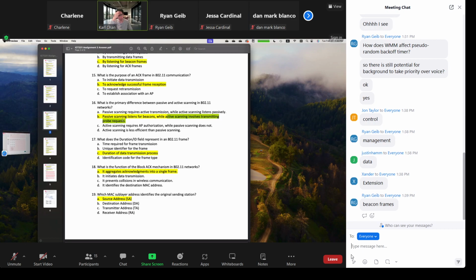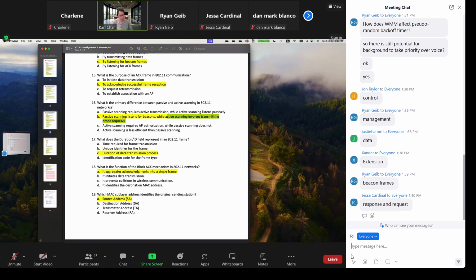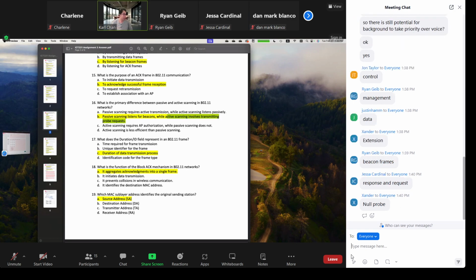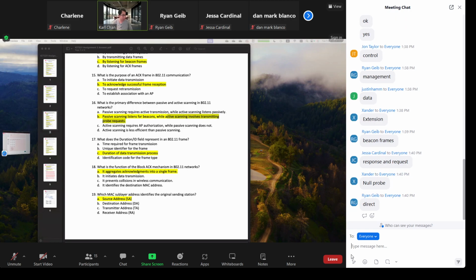We have two kinds of probe requests. What are they? Probe response and probe request. Okay, so that's probe request. How about another one? Direct probe request. Yes, good.